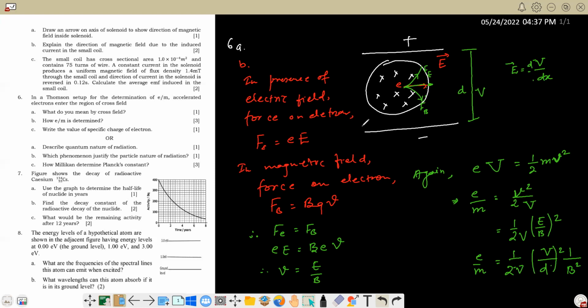I hope you are well aware of the theory of this. Let me continue. Write the value of specific charge. The magnitude of specific charge for the electron, e/m of electron, is 1.7589 × 10^11 coulomb per kg.